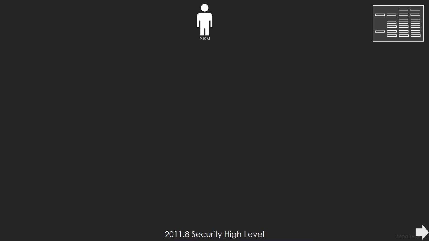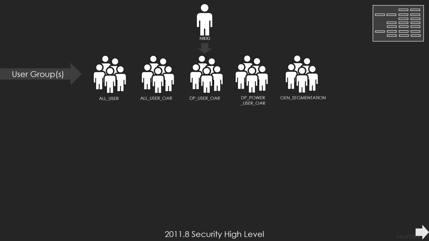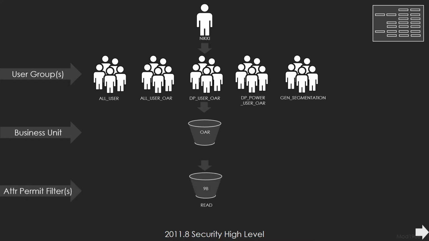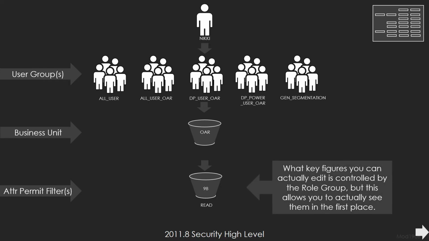Here we have Nikki, and we're trying to determine how she sees the data that she does. Again, she would be assigned specific role groups, in this case all user OAR, DP user OAR, DP power user OAR, and general segmentation. In this particular case, there is a business unit being assigned to this, again OAR, and that means that there is an attribute permission filter that says you can read only the OAR data. What figures you can actually edit is controlled by the role group, but this allows you to actually see them in the first place.